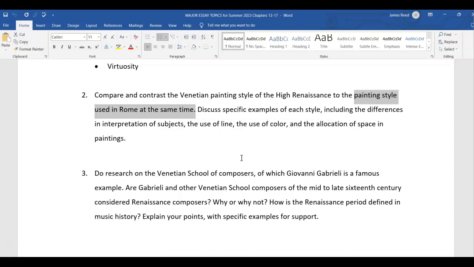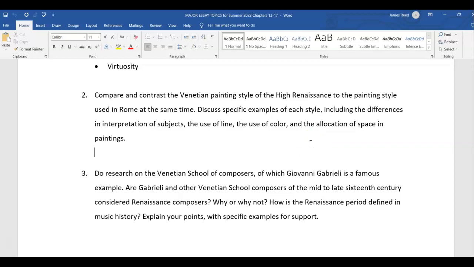So you want to look at those 2 styles. You want to look at very specific examples. I would choose at least 2 here and at least 2 here about Roman painting style. And you're going to look at the idea about subjects, use of line, use of color. You're going to look at the allocation of spacing within paintings. Those are some key details within both of these.